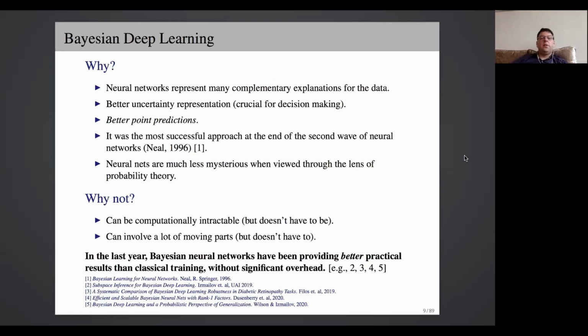Why not? Well, these methods can be computationally intractable. They can involve many different moving parts, but they don't really have to. And there's been a lot of great empirical progress in the last year where Bayesian neural nets have been providing often better practical performance than classical training without a lot of significant overhead. And we'll be discussing a number of these methods in part 3.